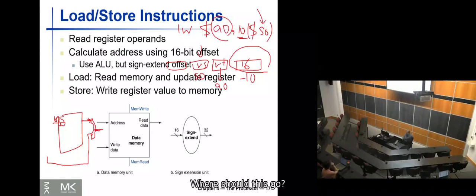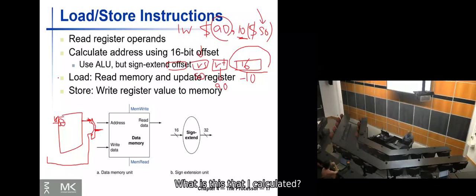Where should this go? Help, please help. Should it go into A0? No, A0 is the destination register. After we load from the memory, that value goes to A0. But first we need to load from memory.